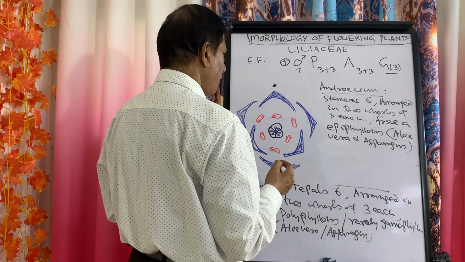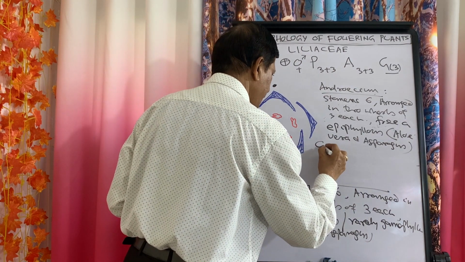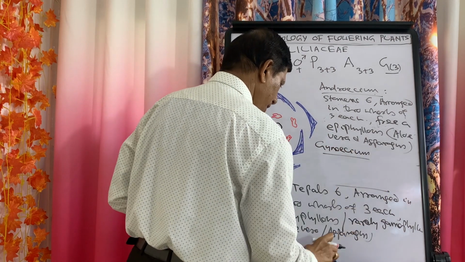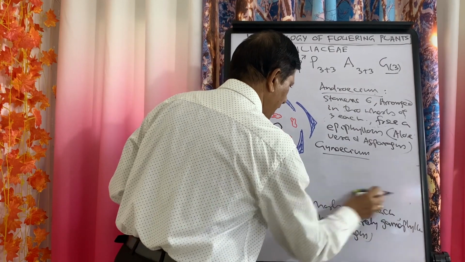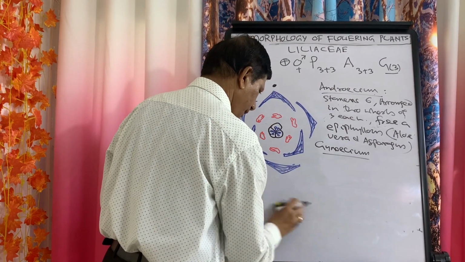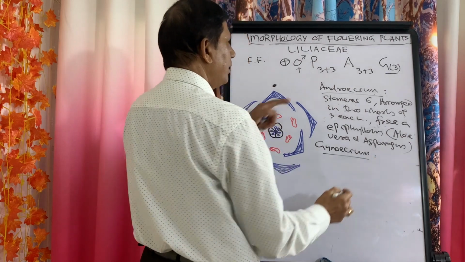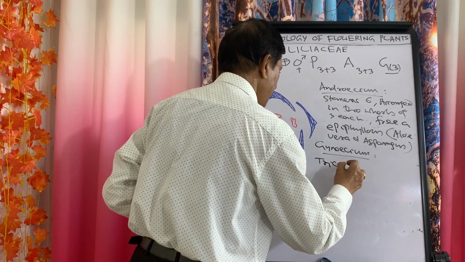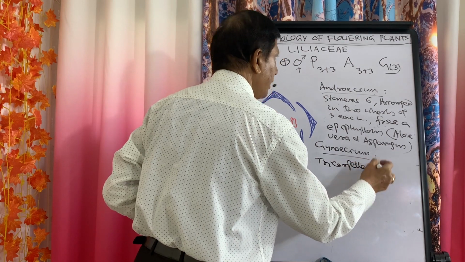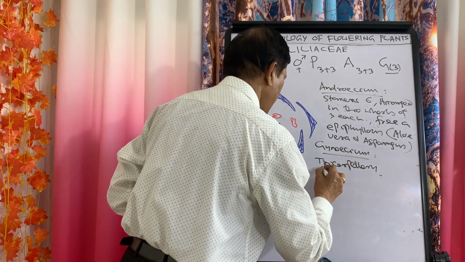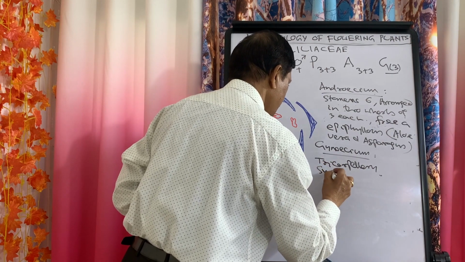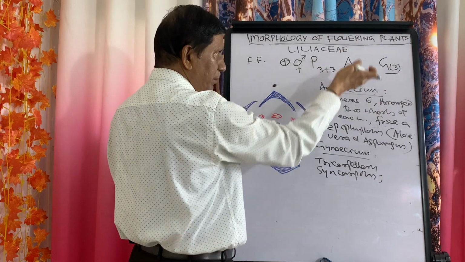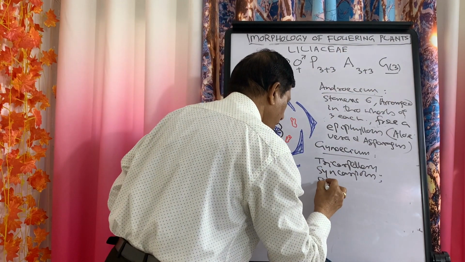Then coming to the gynoecium. Again we can write all the characters. In case of gynoecium, you see the carpels are 3 in number. That means it is tricarpellary. Then bracket is there. That means it is syncarpous. Then this line is given below G. That means a superior ovary.